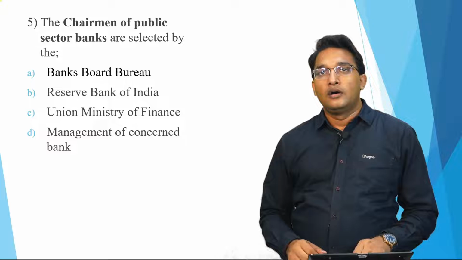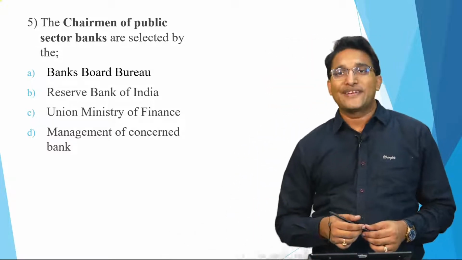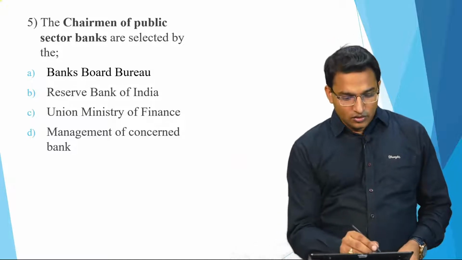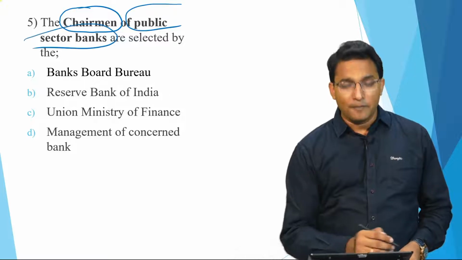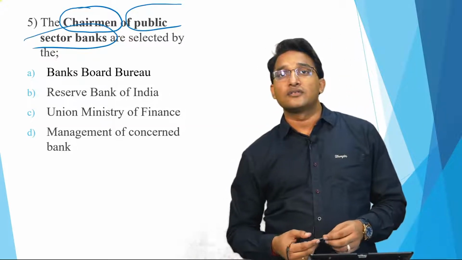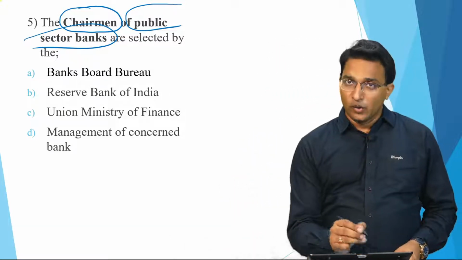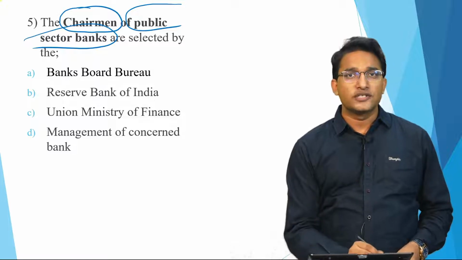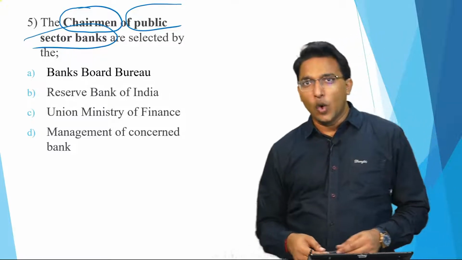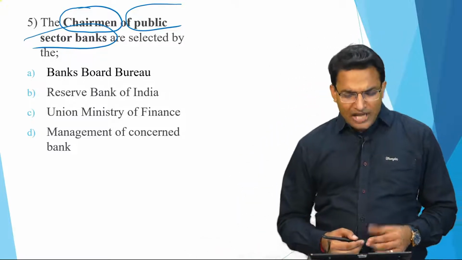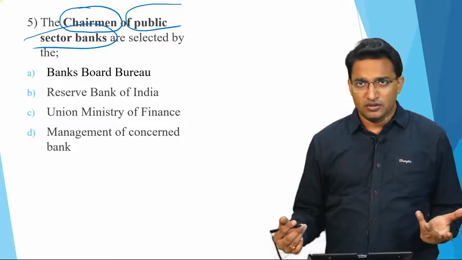Now, question number 5 of the banking sector. The chairman of the public sector bank is selected by. So chairman is the chief, and public sector bank means the bank which is under government control, right? Option A is Bank Board Bureau, option B is Reserve Bank of India, option C is Union Ministry of Finance, and option D is Management of Concerned Bank. Option A, Bank Board Bureau. Yeah, this can be one of the options. Reserve Bank of India, oh, maybe this is an option.